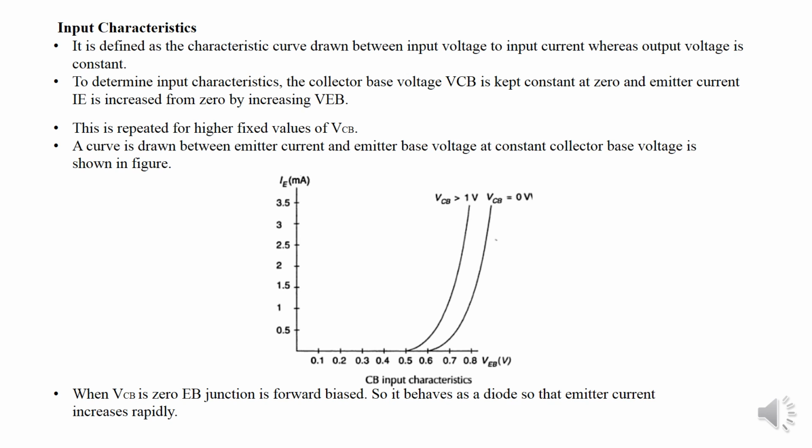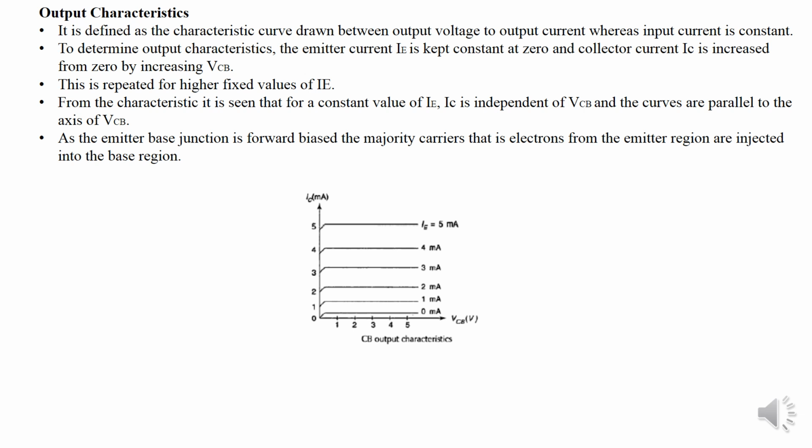Now the output characteristics are defined as the characteristic curve drawn between the output voltage and the output current, whereas the input current is kept constant. To determine them, the emitter current IE is kept constant at 0, and the collector current IC is increased from 0 by increasing VCB, and this is repeated for higher fixed values of IE. From these characteristics, for a constant value of IE, IC is independent of VCB, and the curves are parallel to the axis. As the emitter is forward biased, the majority carriers, that is electrons from the emitter region, are injected into the base region. This is the output characteristics.